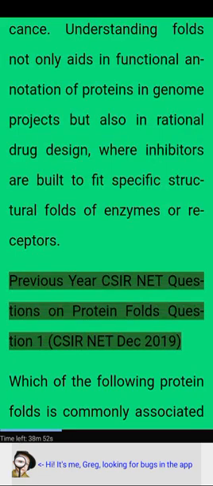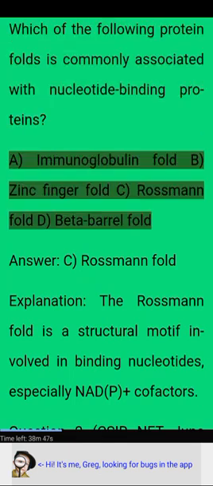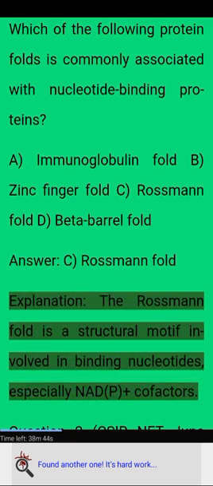Previous year CSIR NET questions on protein folds. Question 1, CSIR NET December 2019. Which of the following protein folds is commonly associated with nucleotide binding proteins? A. Immunoglobulin fold. B. Zinc finger fold. C. Rossmann fold. D. Beta barrel fold. Answer: C. Rossmann fold. Explanation: the Rossmann fold is a structural motif involved in binding nucleotides, especially NADP+ cofactors.